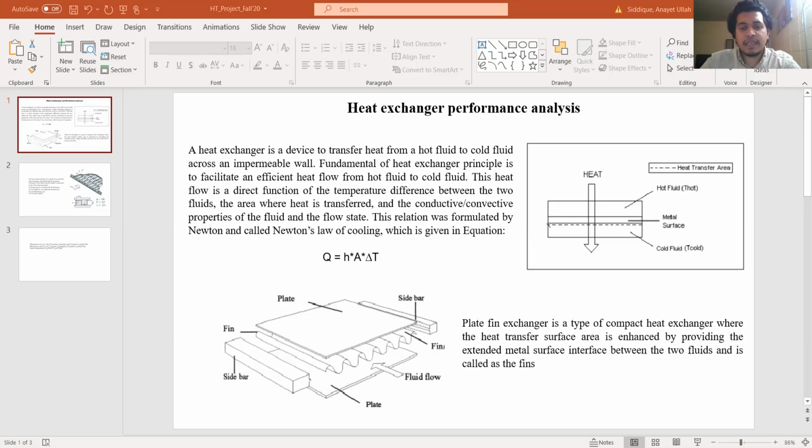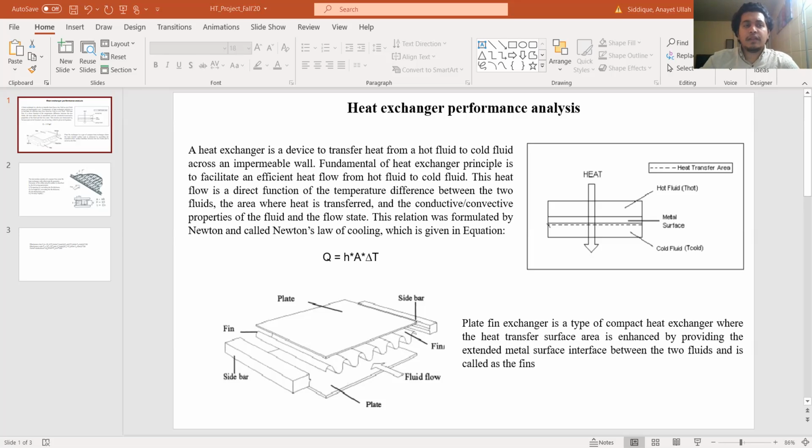The above requirements can easily be met by using another type of heat exchanger, called a compact heat exchanger. A plate fin exchanger is a type of compact heat exchanger where the heat transfer surface area is enhanced by providing extended metal surface between the two fluids, which is called the fins.